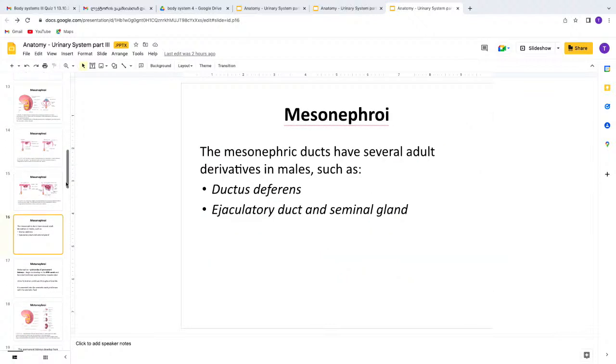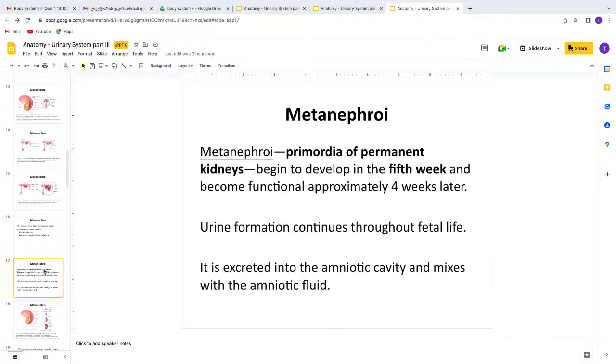So mesonephric ducts have several adult derivatives, and one of them we already mentioned, the ductus deferens, and also the ejaculatory ducts and seminal glands. We finished with the mesonephros. Do you have any questions regarding that? No? Okay, then continuing with the metanephros.